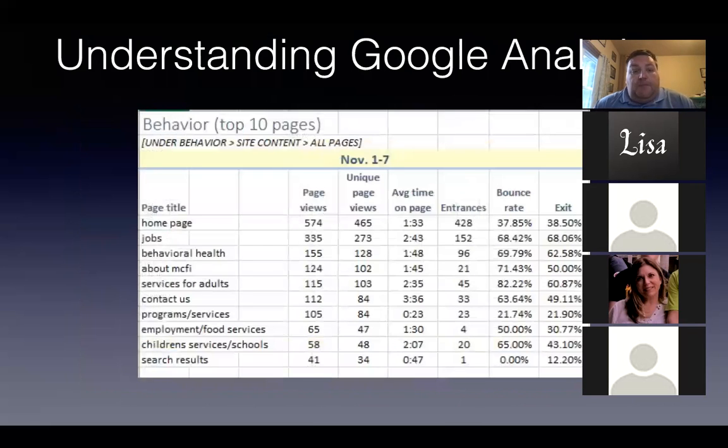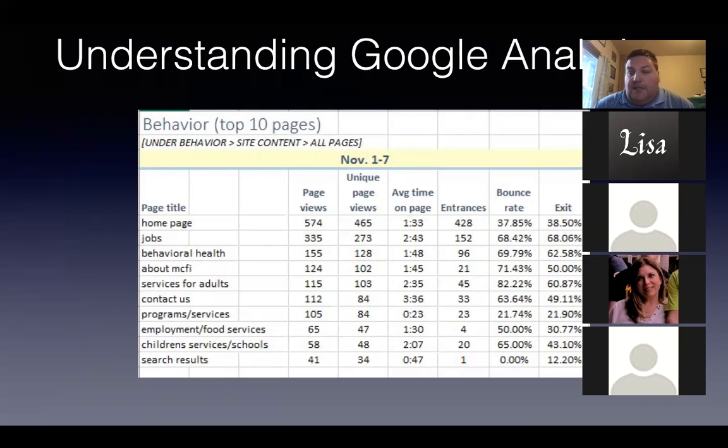And then here is behavior that I use. Again, this is looking for a trend. What pages on the MCFI website are getting the most hits? And 9 times out of 10, the homepage is going to get your top views. In this case, for Milwaukee Center for Independence, the next most popular page was jobs, then behavioral health, then about MCFI, services for adults, and so forth.